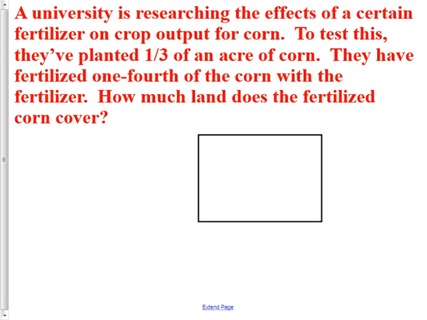Well, the first thing we need to do is plant some corn. So we're going to plant corn in 1/3 of an acre.